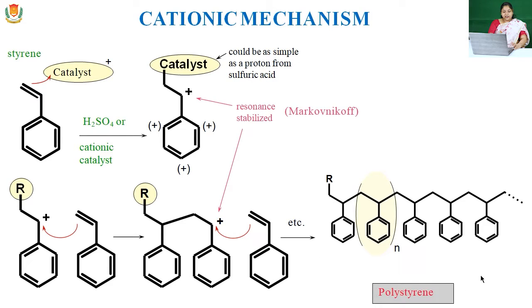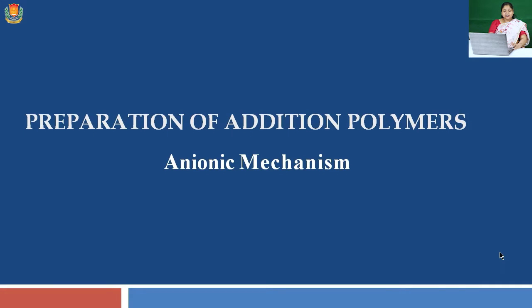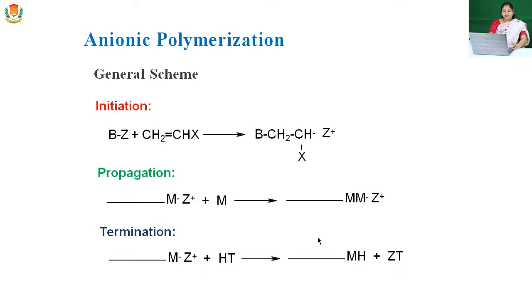Just like this mechanism. In this, styrene reacts in the presence of H2SO4 as a catalyst to form a carbocation, and this carbocation reacts with another vinyl monomer and forms a small chain and then a large chain, and finally a polystyrene molecule, which is a polymer, as shown in the figure.